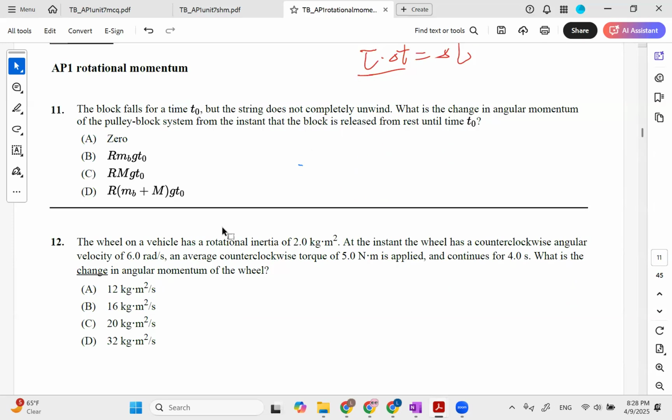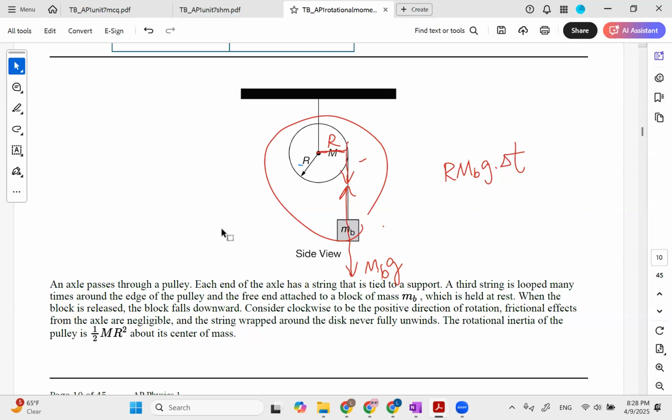Wait, can you explain again, like why is it M_B instead of M_B plus? Oh, because you look at the whole system. What's the external force that creates torque? M_B g. Because in this situation, the tension becomes an internal force. Do you see that? The force is applied inside the system, inside this pulley and block system, right? So the only force creating torque is m_B g.